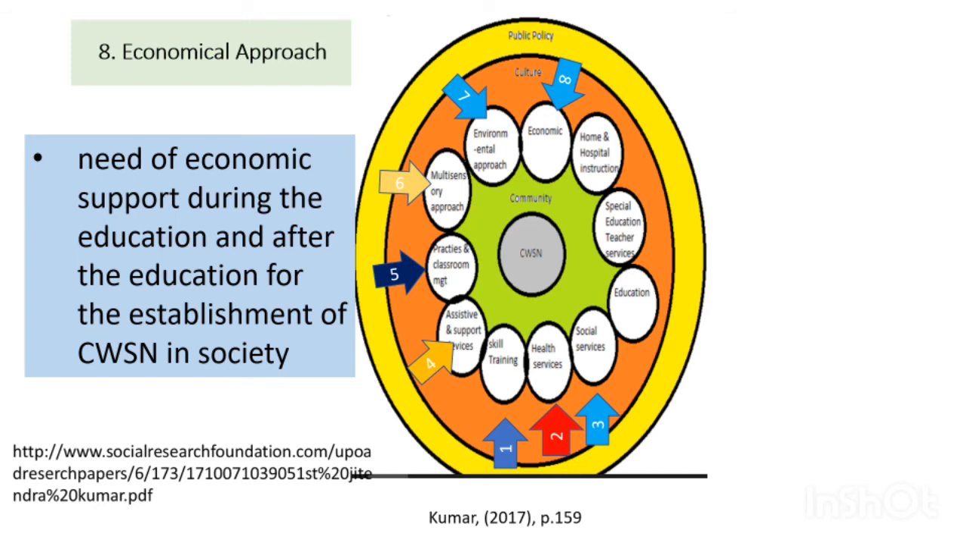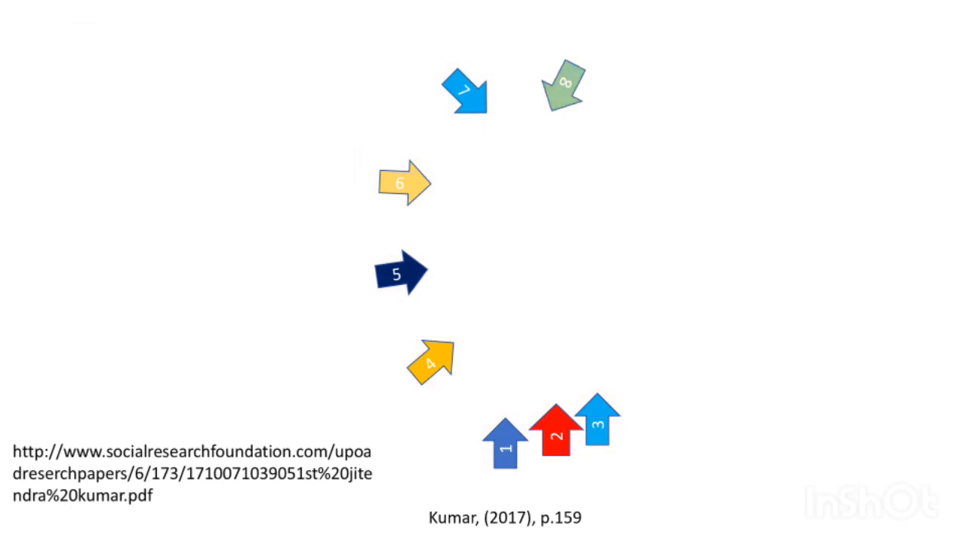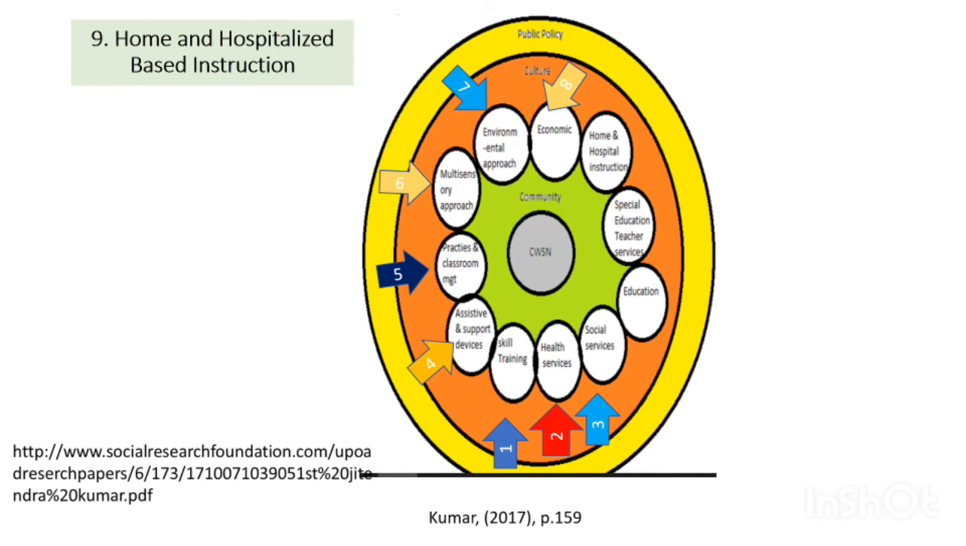There is a need of economic support during the education and after the education for the establishment of children with special needs in society. Yes, of course, because a transition program for them would be useless if there will be no working institution that accepts them. Transitional program would be useless if we could not provide them work for them to survive for their daily living. So that is about the economic approach.